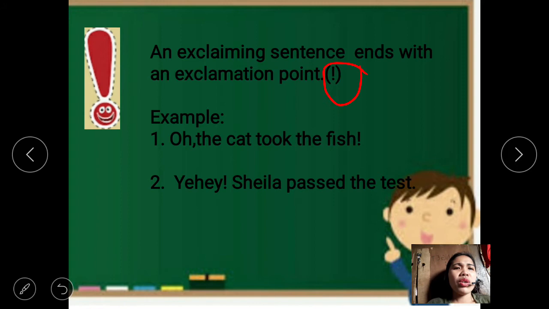For example, oh, the cat took the fish! Okay? Yay! Sheila passed the test! Okay, so kung saan yung may stress, kung saan yung may diin, doon nyo po ilalagay yung exclamation point. Okay?